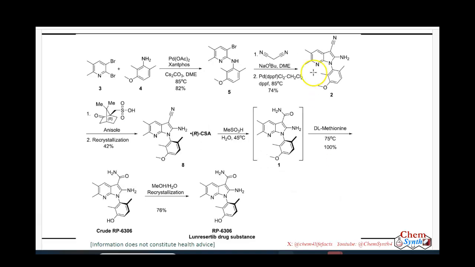So here I will discuss the overall modified process that they developed. First step reaction they kept the same, palladium catalyzed Buchwald-Hartwig coupling. Second step also the same, reaction with malononitrile followed by cyclization to get this nitrile. Earlier here they performed this hydrolysis of this nitrile group, but here before doing that they treated with this R-camphor sulfonic acid in anisole solvent followed by recrystallization to get this chiral salt.